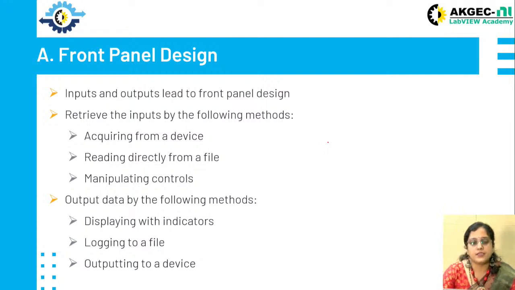So the front panel consists of inputs and outputs. Inputs are used to acquire information from a device, either from the hardware or from any file, or we can manipulate the control. For the output, whenever the result is there, we have to display that result, or store that result in a file, or output it to a display.